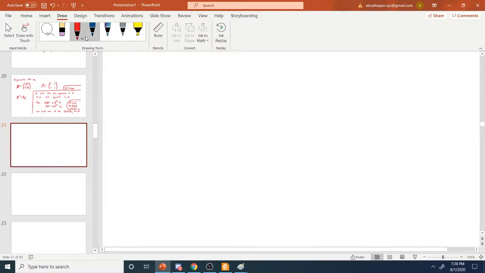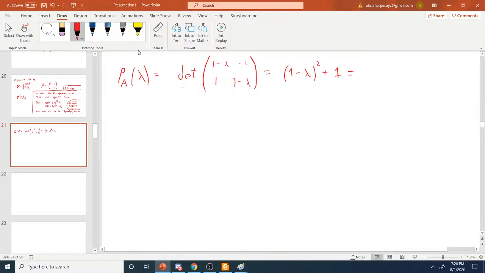First thing we need to do is write down the characteristic polynomial of A. So this is P_A of lambda, and it's going to be equal to the determinant of 1 minus lambda, negative 1, 1, 1 minus lambda. And this is going to be (1 minus lambda) squared plus 1. So this just ends up being equal to lambda squared minus 2 lambda plus 2.